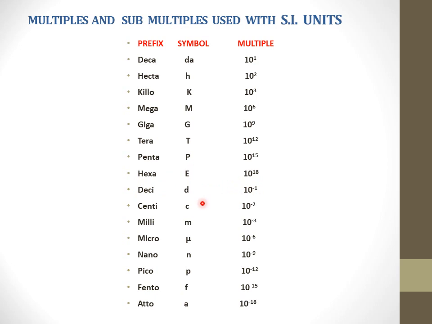Deci, 10 to the power minus 1. Centi, 10 to the power minus 2. Milli, 10 to the power minus 3. Micro, 10 to the power minus 6. Nano, 10 to the power minus 9. Pico, 10 to the power minus 12. Femto, 10 to the power minus 15. And atto, 10 to the power minus 18. It is good that you know these prefixes, symbols, and their multiples.